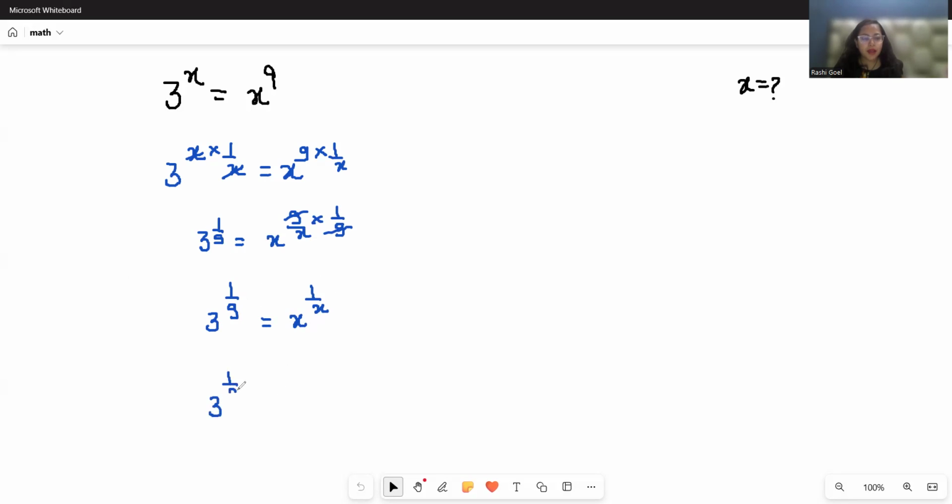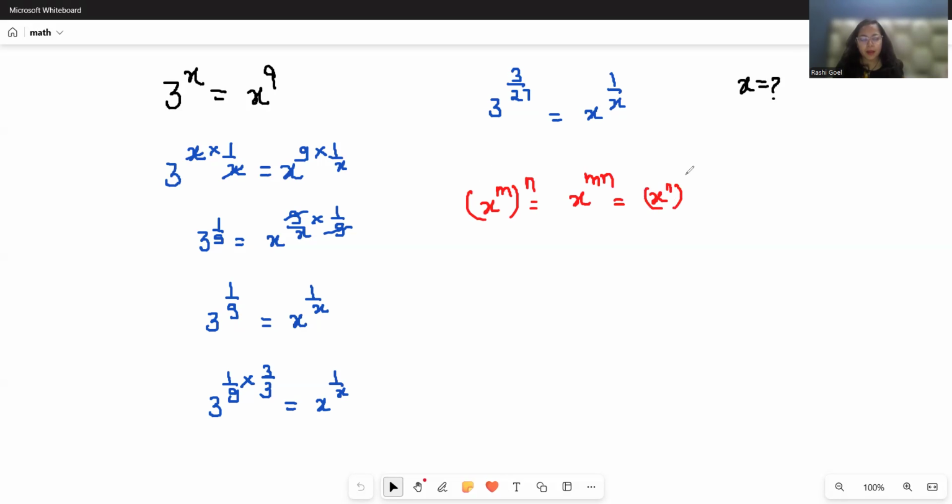Now if I multiply left hand side 3 by 3, so it becomes 3 power 3 by 27 is equals to x power 1 by x. Now according to exponent rule, x power m power n, we can write it as x power mn or x power n power m. So I can write this 3 power 3 by 27 as 3 power 3 whole power 1 by 27.